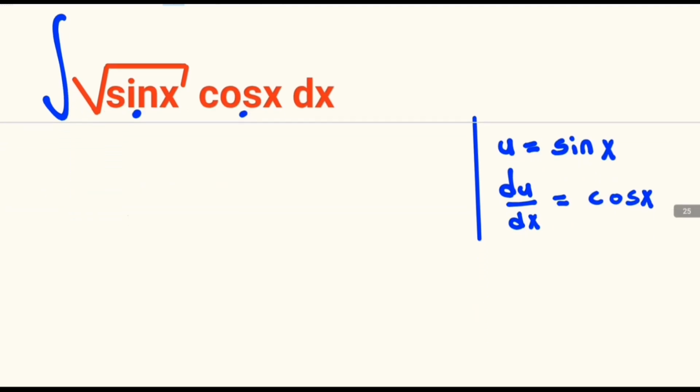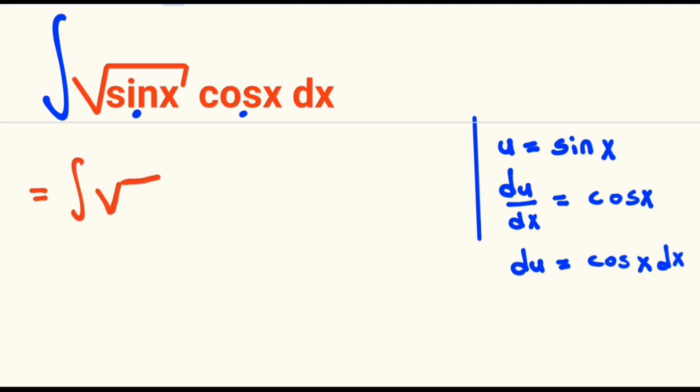We multiply both sides of this equation by the dx, and the du will be equal to cos x multiplied by the dx. Our integral in the form of u will be equal to the integral of the square root of u in the place of the sine x, and in the place of the cos x dx, we are going to substitute the du because it's equal to the cos x dx.